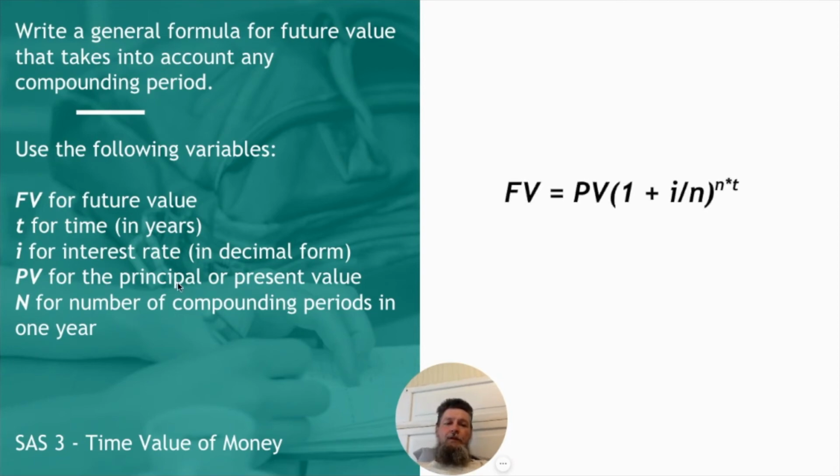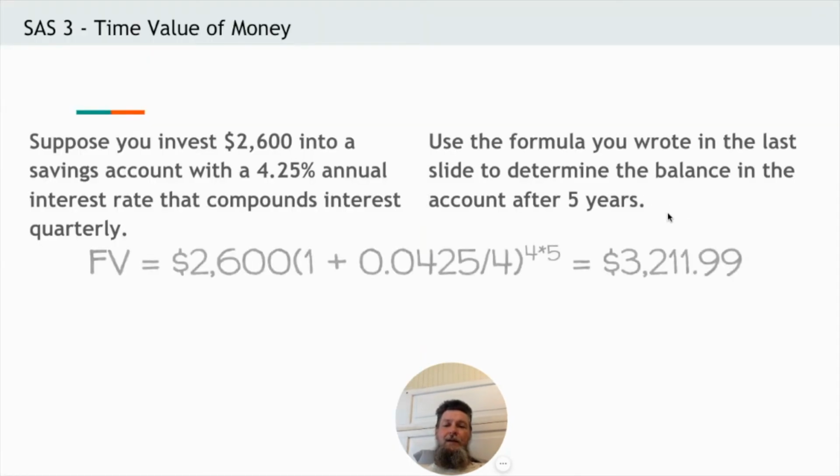So look at how this is written. The future value is the present value times 1 plus the interest rate over the number of compounding periods per year. That whole quantity is raised to the number of compounding periods per year times the number of years that the account's in, or the value of that money's in the account.